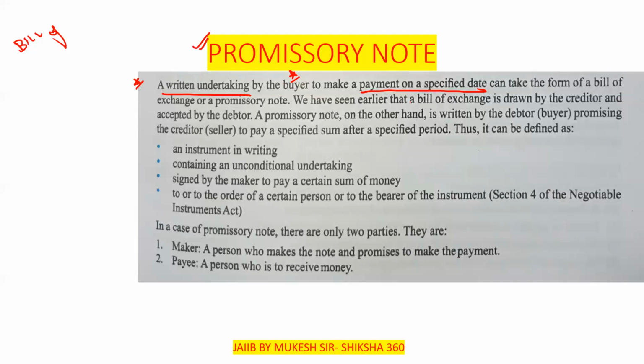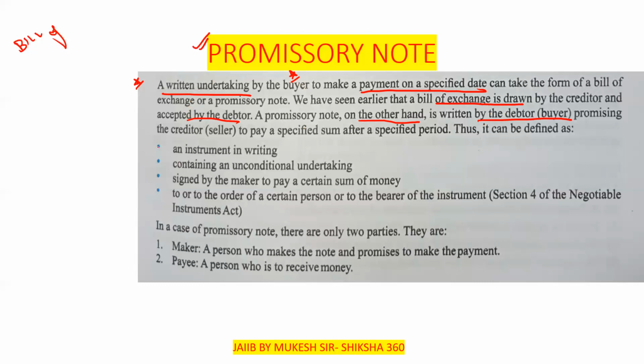We have seen earlier that a bill of exchange is drawn by the creditor and accepted by the debtor. On the other side, a promissory note is written by the debtor, that is the buyer, promising the creditor that I have to give you the payment, to pay a specified sum after a specified period.